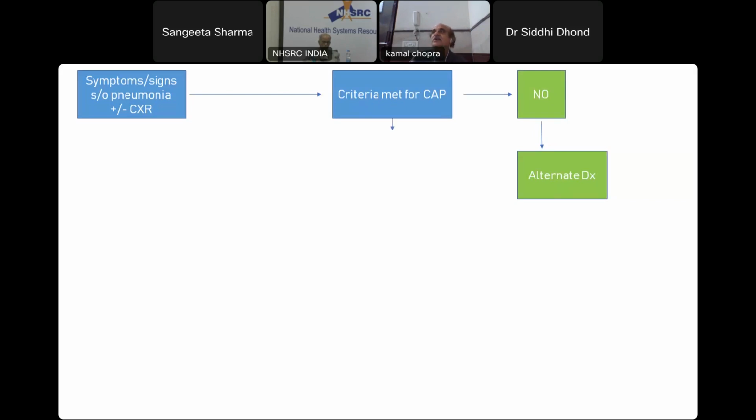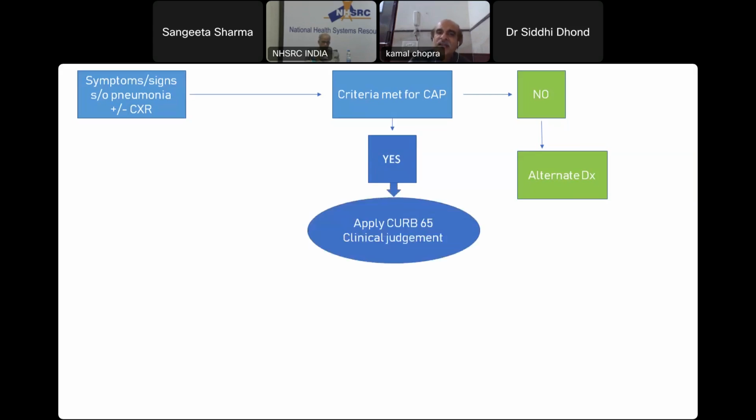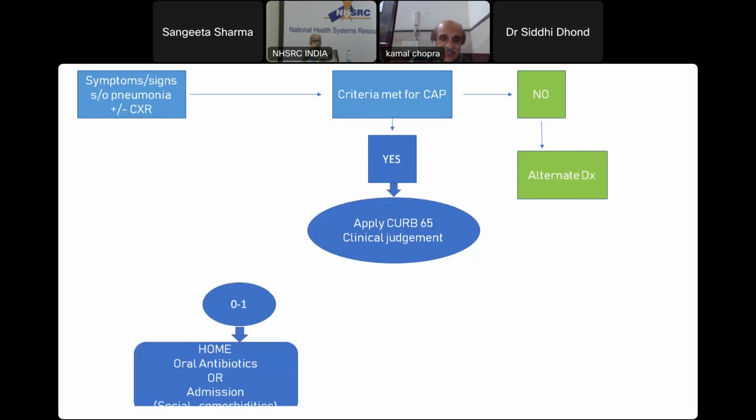If the criteria are met for community acquired pneumonia, means there are symptoms and the X-ray shows lobar or lung involvement, if it is yes, then we should apply the CURB-65 criteria. These are the 5 signs which I told you. Based on these signs, 1 to 5, we assess the severity, grading 1, 2, or 3 severe. According to the grading, we start the treatment. Like if there is 0 to 1, means either there is no point out of the 5 scores, or there is a 1, such patients need home antibiotics.